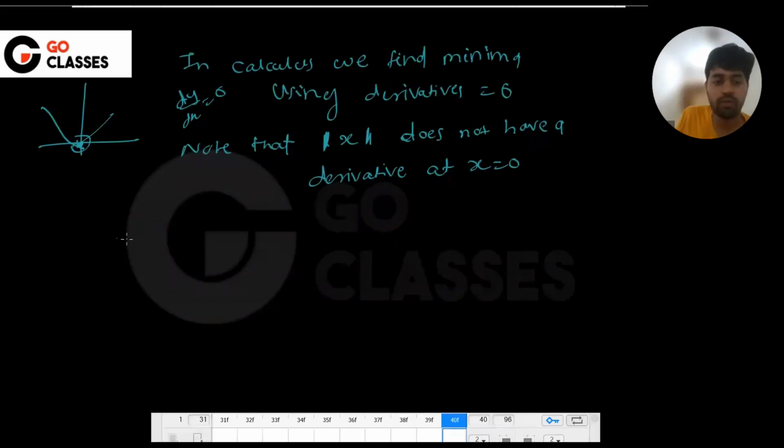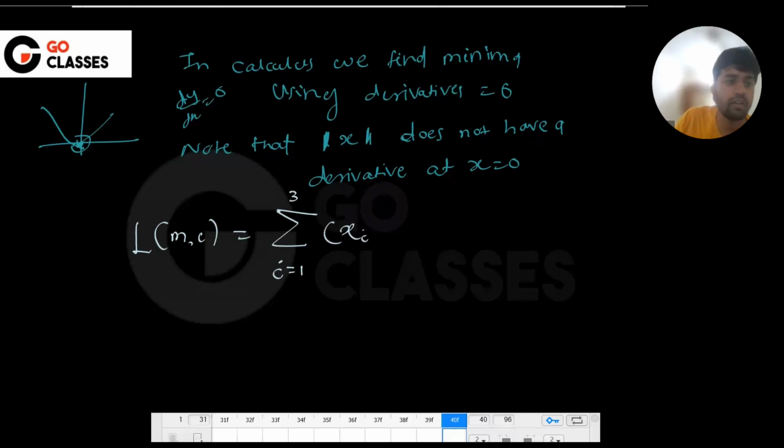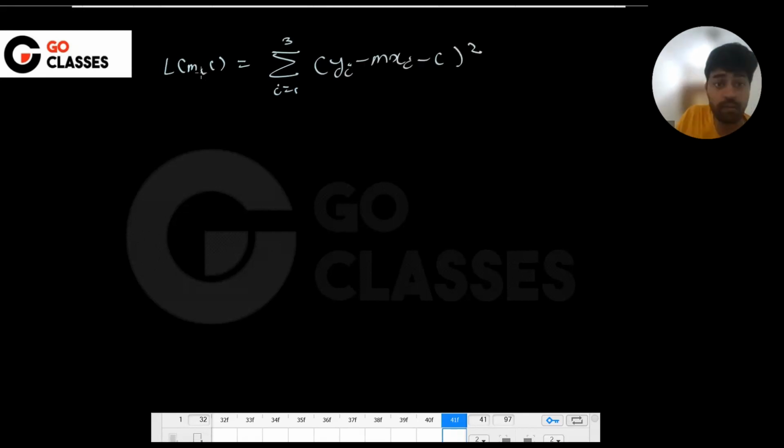Okay, so now we have this. The function is like this. I will again write the function: L of m comma c is the summation, i goes from 1 to 3, of y minus m x i minus c, whole square. Everybody understood that? Now we will use derivatives to solve. We'll take the derivative with respect to m. Let me know if this is clear.